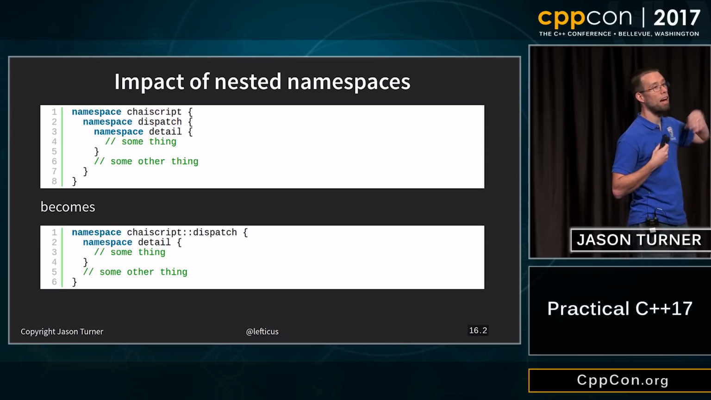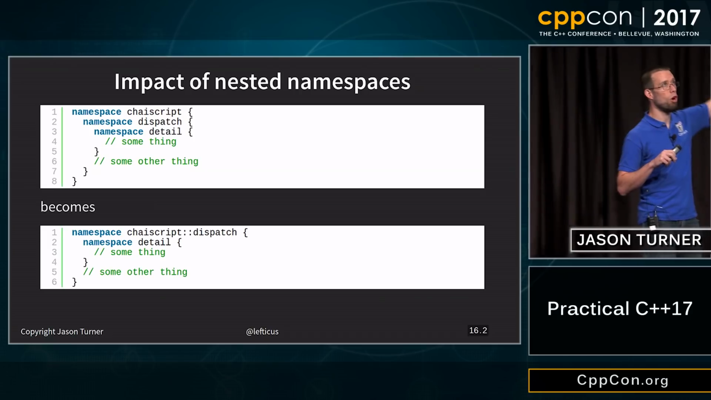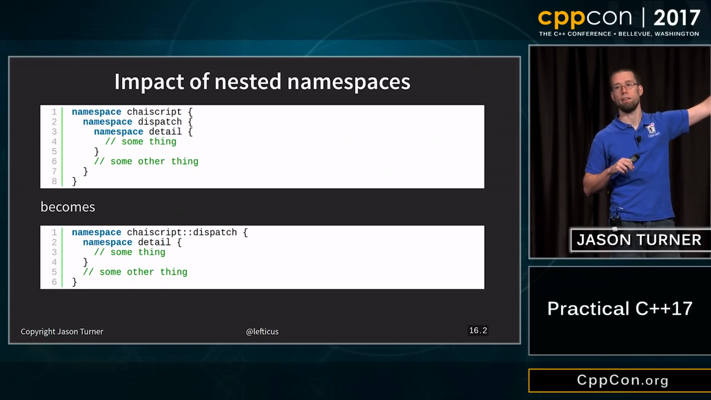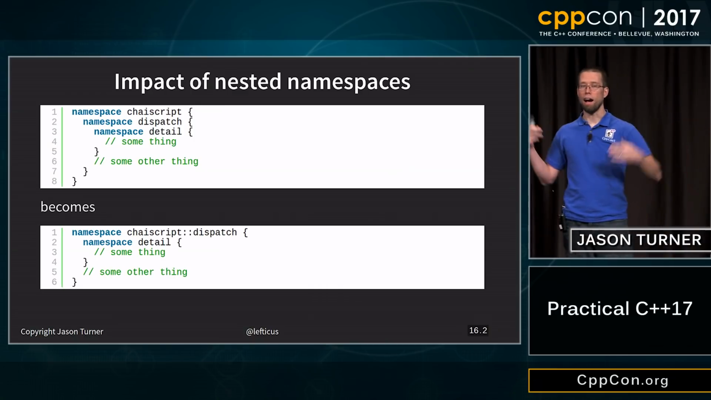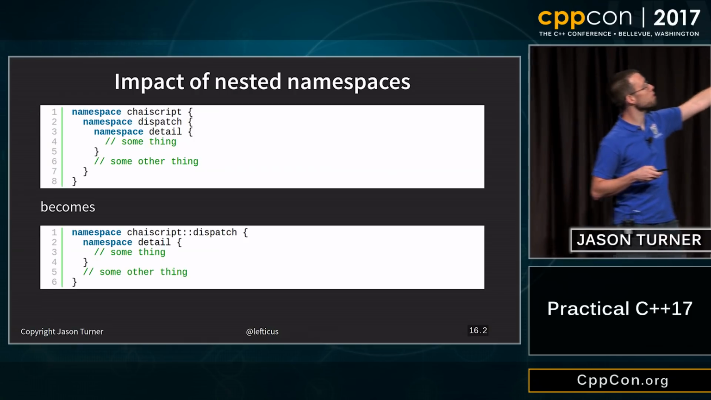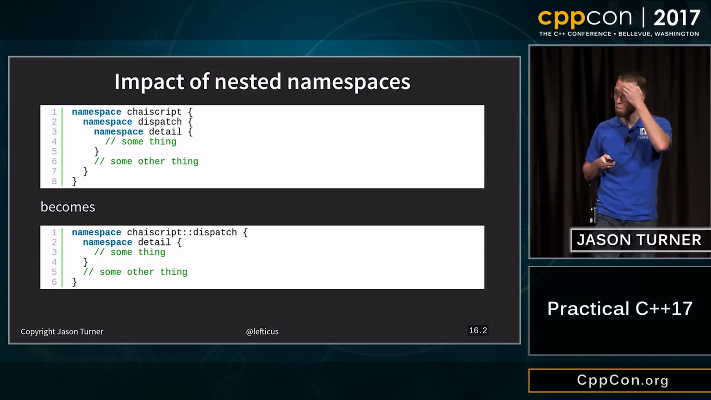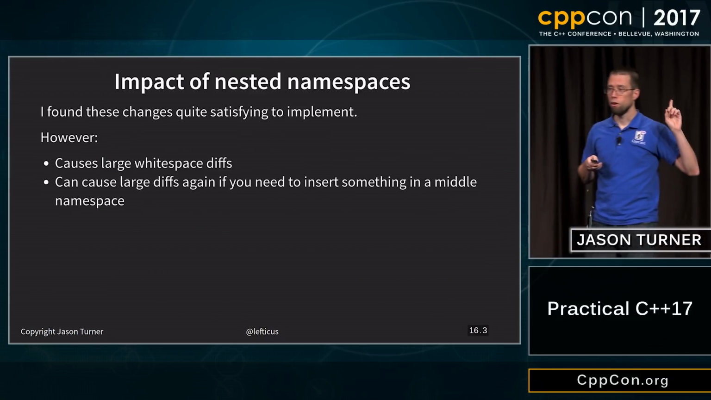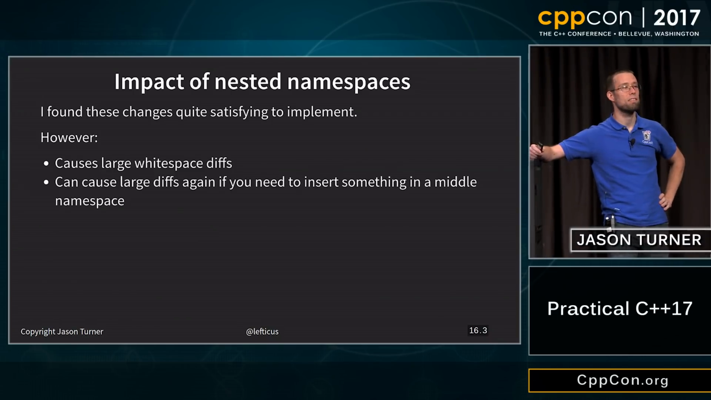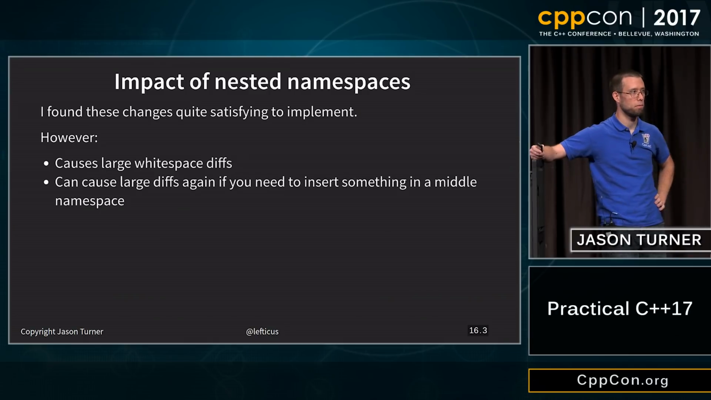Yes. And I know a lot of coding standards and organizations don't indent for each level of namespace simply because it has too many indentations. I am not that person. I do indent for each level of namespace, so I'm happy to be able to collapse them. However, when I was actually doing this in my code base, I noticed lots of large white space diffs when I would go to make my git commits, which then made me sad.